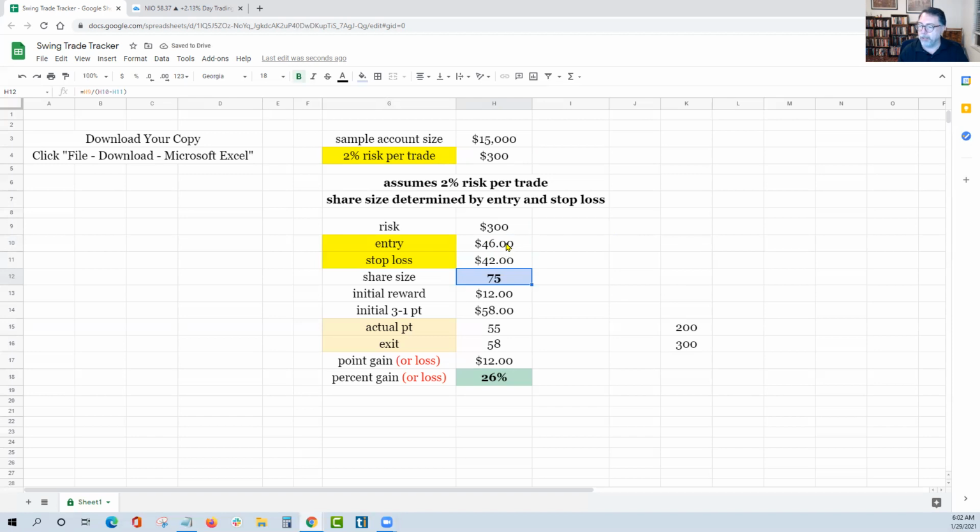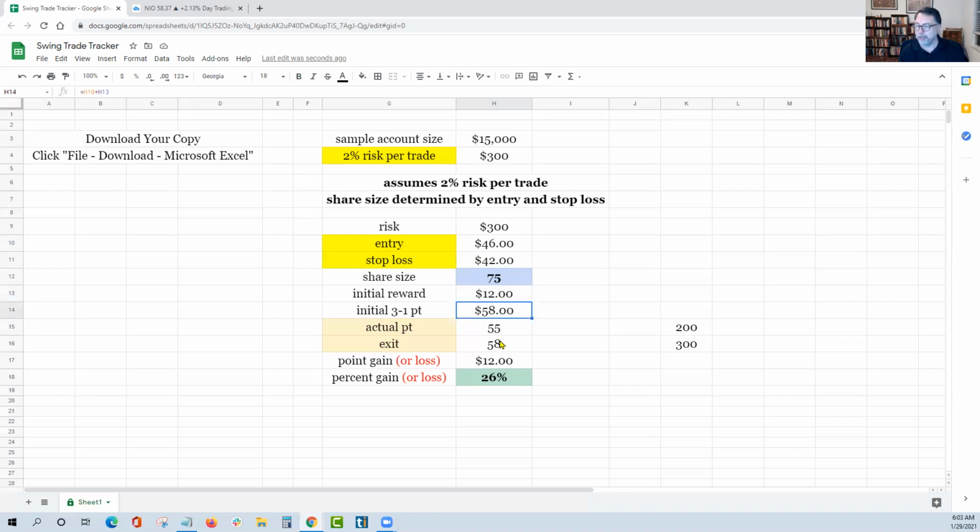So what that means, based on the dollar amount risk, the entry price and the stop loss, is that we are risking $4 per share on this trade for a $300 risk. This automatically calculates that 75 shares is the right amount of shares to trade in this situation. What's also cool here is we calculated our minimum 3-to-1 risk reward on this trade automatically. If we're risking the difference between 46 and 42, that's $4, and 4 times 3, earning 3 for the one that we risk, is 12. So that would be the initial profit target.